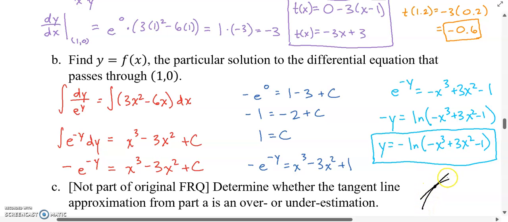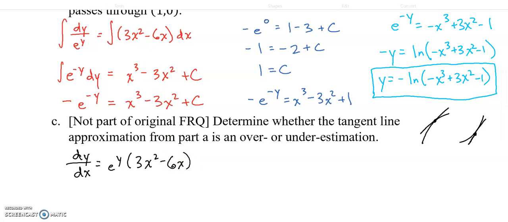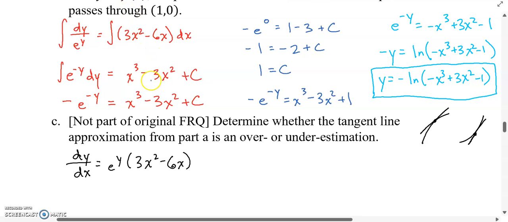This graph is concave down. So a tangent line is going to give you an overestimate for concave down graphs. For concave up graphs, our tangent line is going to be below the curve everywhere away from the point of tangency. So concave up means we're looking at an underestimate. So we have to look at that second derivative. So what we'll do is we'll start with dy dx equals e to the y times 3x squared minus 6x, the given differential equation. And what we're interested in is the second derivative.